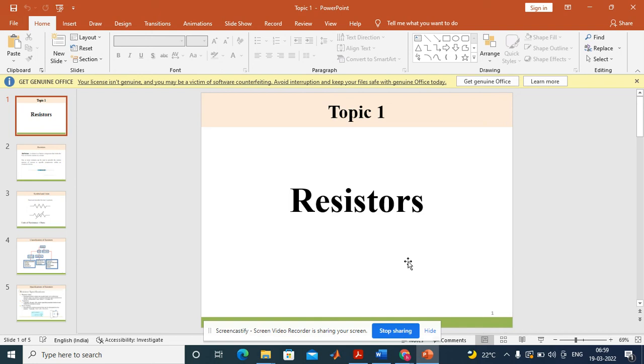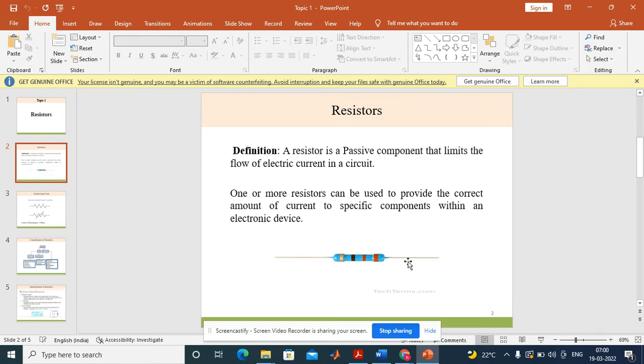The topic one is about resistors. Resistor is one of the passive components which is widely used in electronic circuits. So we'll see in detail about the resistors in this topic, starting with the definition of resistor.